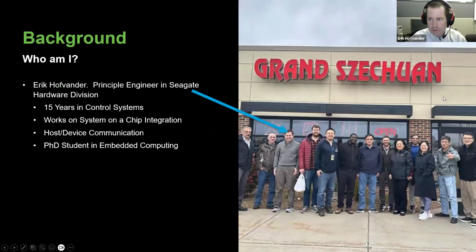So some quick background for those who haven't already met me. I'm Eric Hoffander. I'm a principal engineer in the hardware division. I worked on control systems and SoCs for 15 years. I do a lot of the host drive communication as well as inner SoC communication, and I'm a current PhD student in embedded computing.